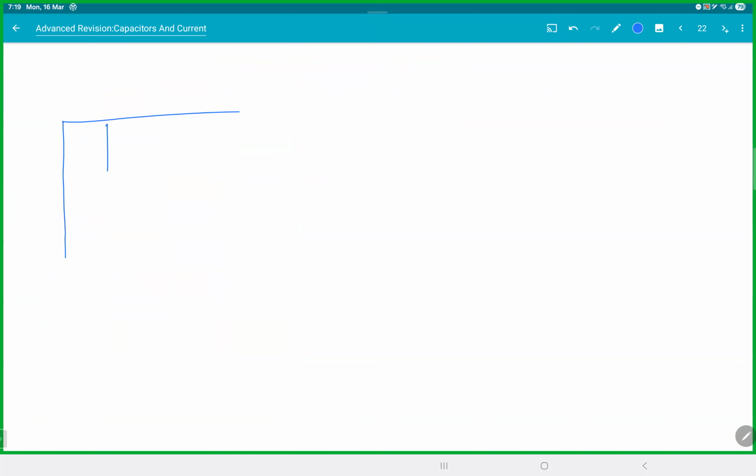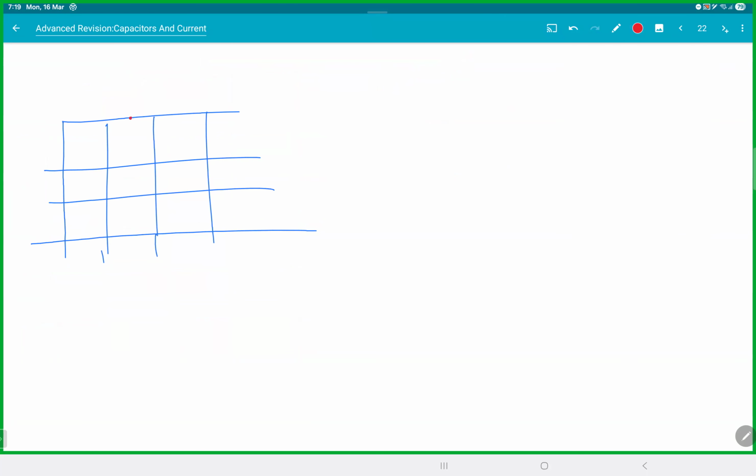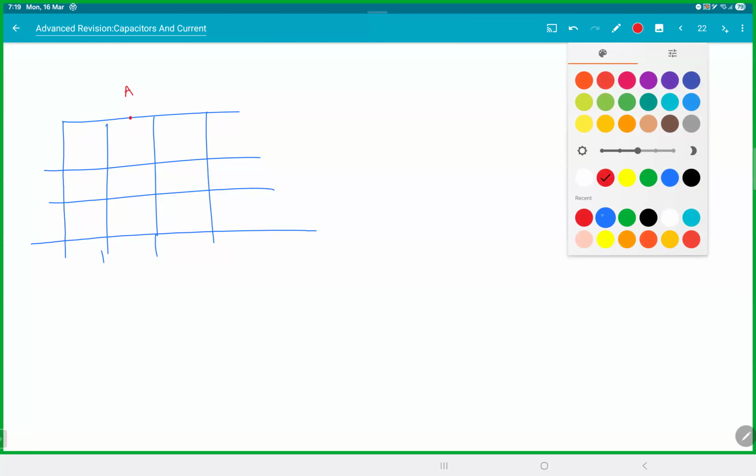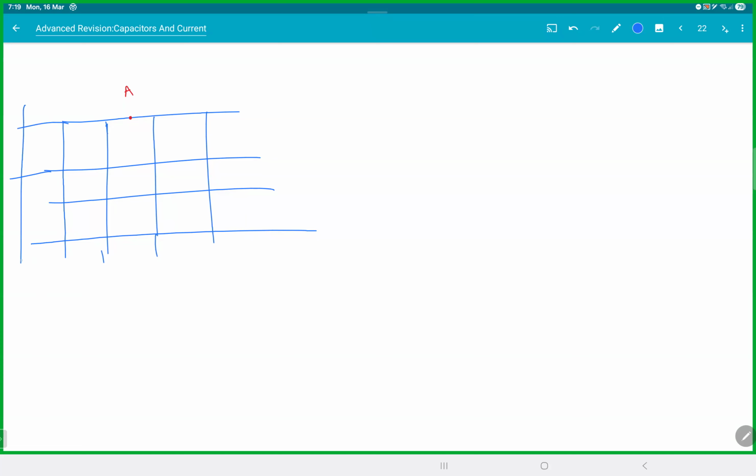Assume only A is there. If only A is there, meaning the other terminal is at infinity. So if I send current through A, it will split I by 2, I by 2. And you can clearly see there is a line of symmetry here, isn't it? About this point A, the left and right are looking identical. Whatever happens on the right, the same thing will happen on the left. That means this point and this point are equipotential, this point and this point are equipotential, and so on, because the left and right are the same.